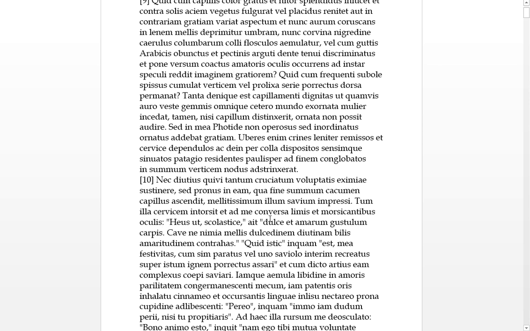We've got some speech. She's eating. She says, "Hey, yes, scholast," that's a vocative for a scholar or schoolboy, as they call it. The ut's not that important. A dulce and amarum gustulum. You can tell from the E that it's neuter. A sweet and bitter gustulum. This is like a tidbit or taste. Carpis: you're plucking a sweet and bitter taste, schoolboy, as the Loeb puts it.